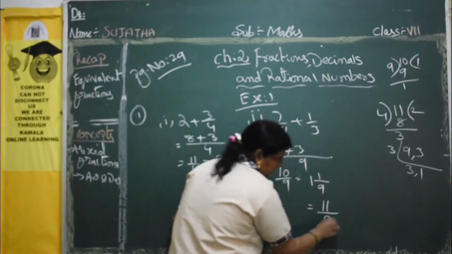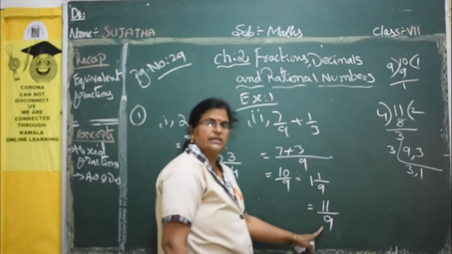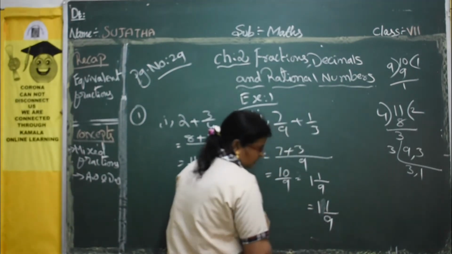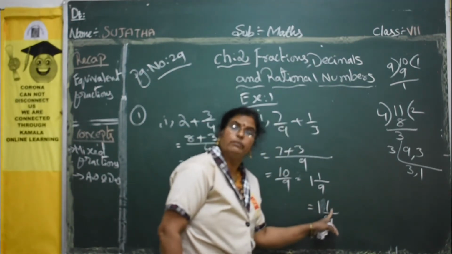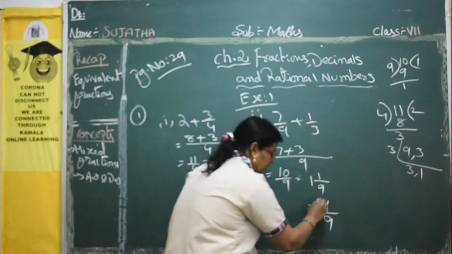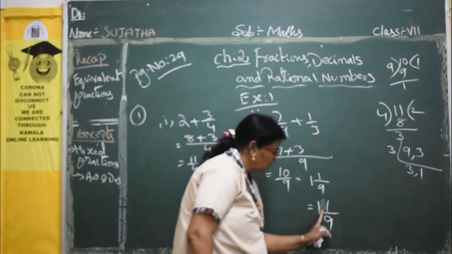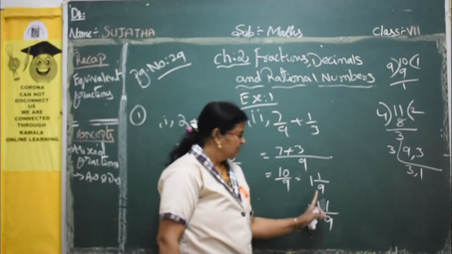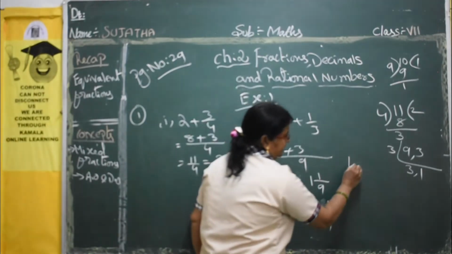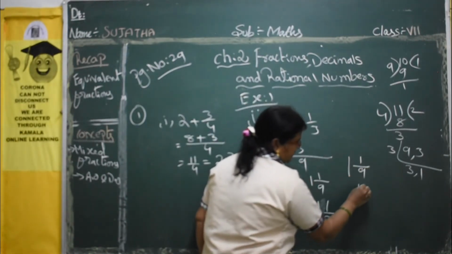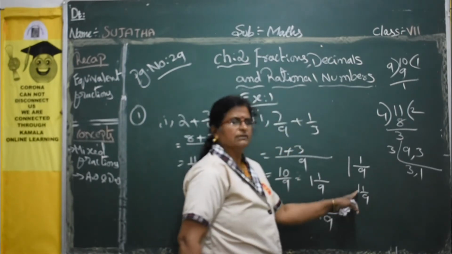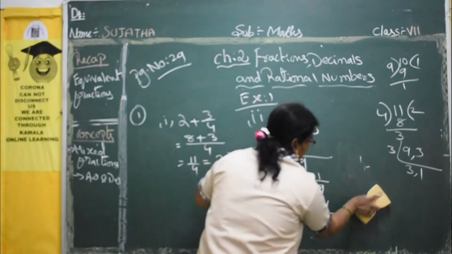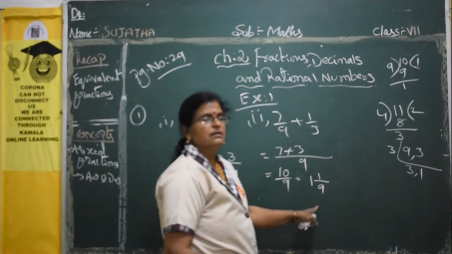Some students are writing like this. Don't write like this. Understood? If you write like this, that 1 will come to the numerator only. So you should write a big 1. In the middle of that whole number you should put the line and write the proper fraction. Understood now? If you write like this, what is this? This is seen as 11 by 9 only, no? So don't make that mistake. Write properly, copy properly. Now this is a mixed fraction.